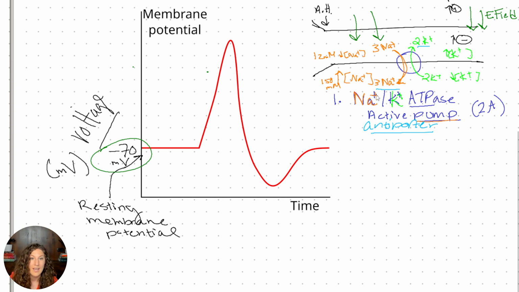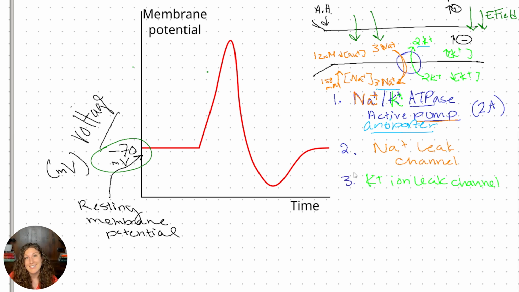So this is one of the ways that we maintain this negative 70: we're pumping more sodium out than potassium in, and that keeps our gradient negative. The second and third components that maintain our resting potential are our leak channels. We have a sodium ion leak channel and a potassium ion leak channel.